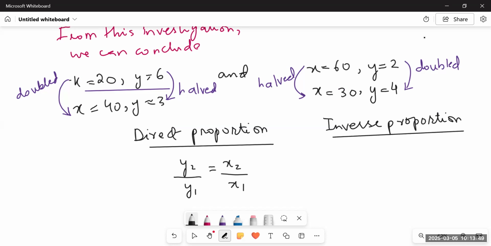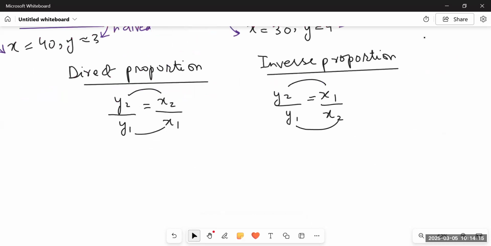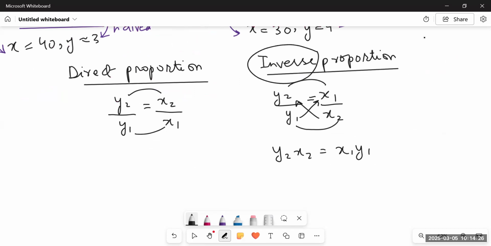In inverse proportion, this relationship gets changed. That is, y2 upon y1 equals x1 upon x2. That's it. In direct proportion, y2 upon y1 equals x2 upon x1, but here y2 corresponds to x1, whereas y1 corresponds to x2. So if we cross multiply, it becomes y2 x2 equals x1 y1 in inverse proportion. And we are going to use this formula to understand it clearly.